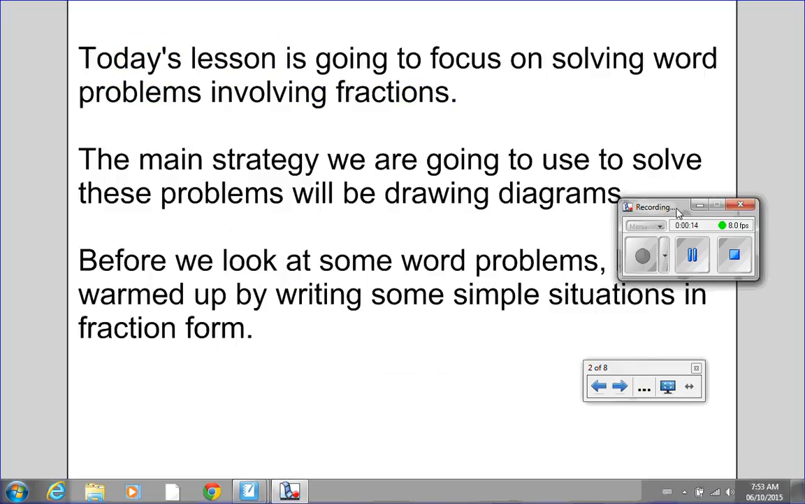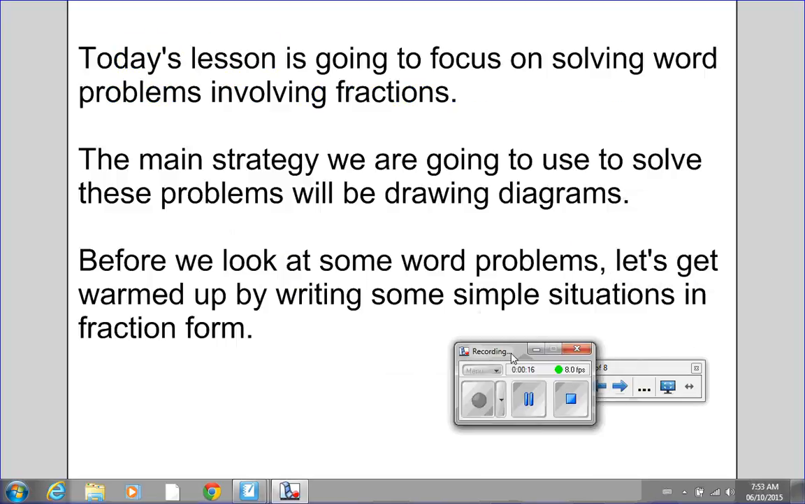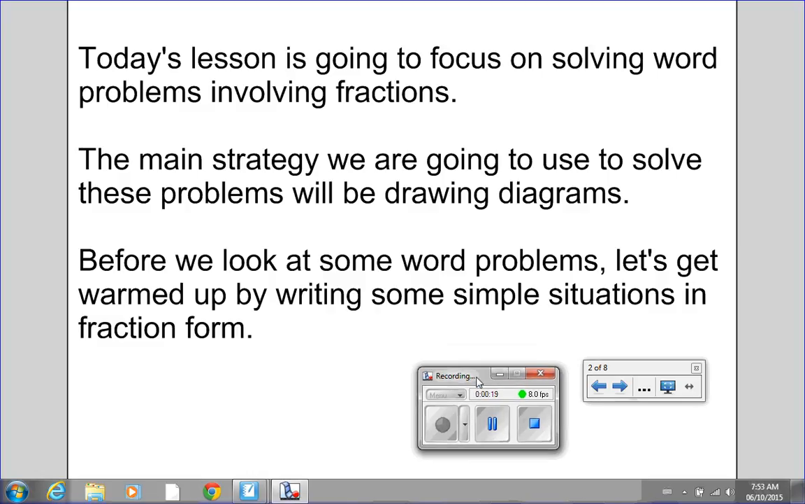Today's lesson is going to focus on solving word problems involving fractions. The main strategy we are going to use to solve these problems will be drawing diagrams. Before we look at some word problems, let's get warmed up by writing some simple situations in fraction form.